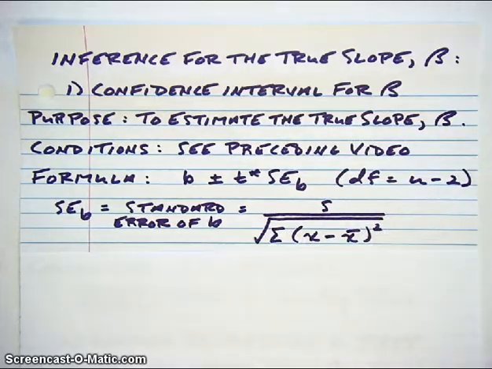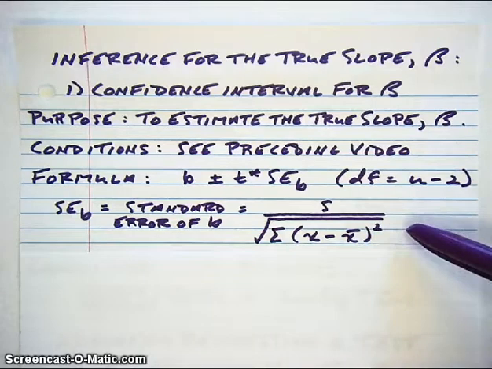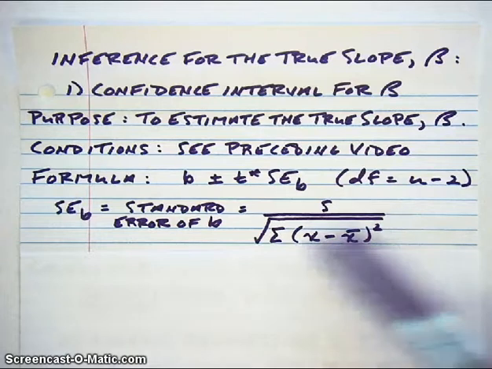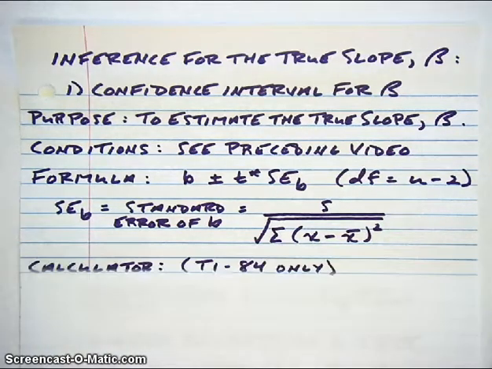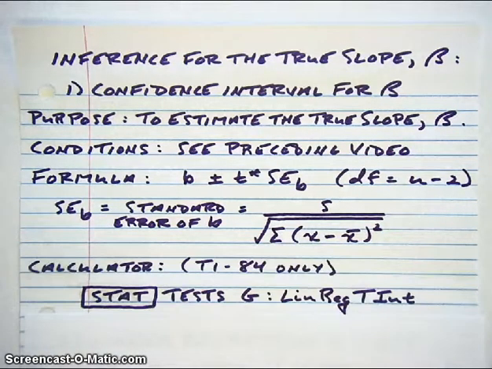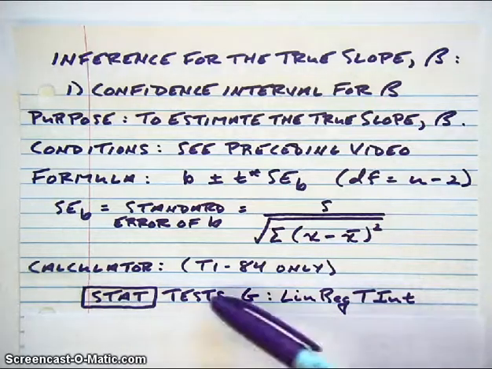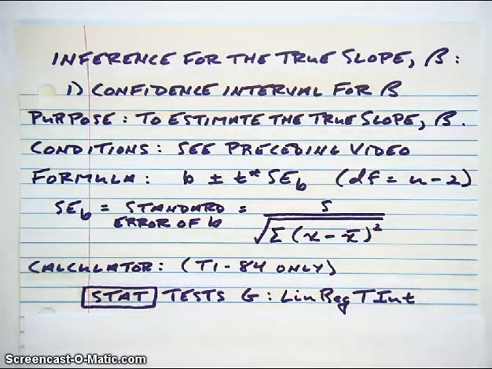And that's something you're typically not going to have to calculate yourself. Probably never. Most of the time when you're working with this, you'll be working with computer output, and you won't have to calculate this yourself. That will be provided as part of the computer output. If you do this procedure on your calculator, it only works on TI-84s. You have to do Stat, Test, G, LinRegTInt.